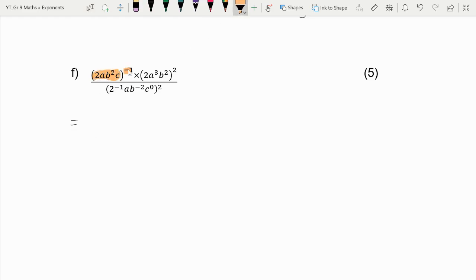All these brackets are raised to a power. So we've got that one that we need to deal with. We're going to do it step by step, and then we need to do the same in the denominator as well. So let's do that.